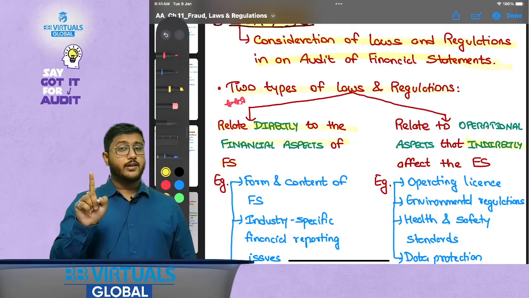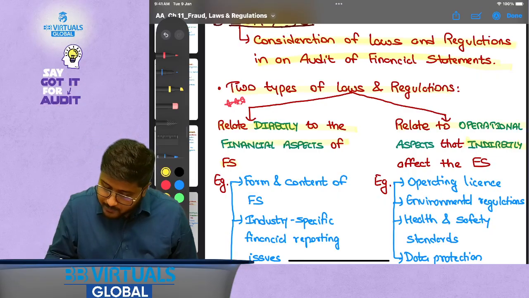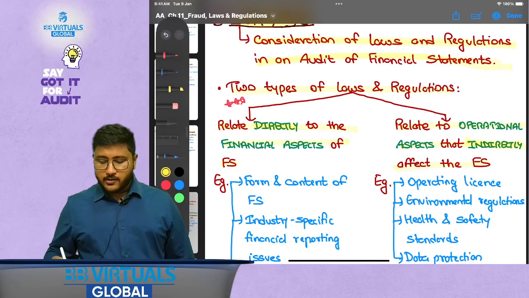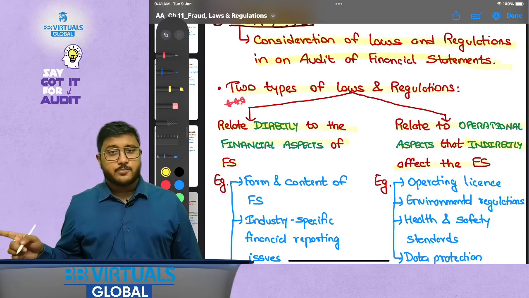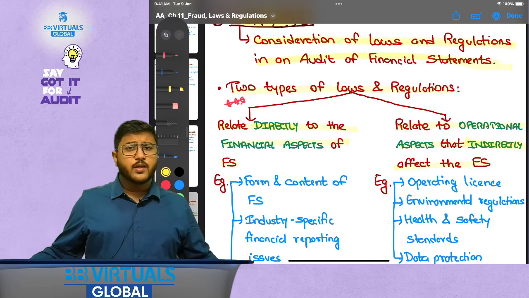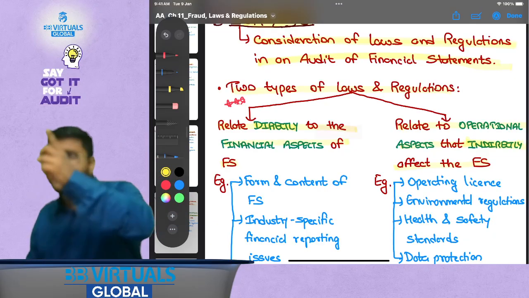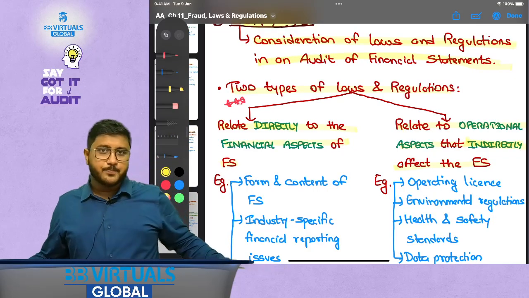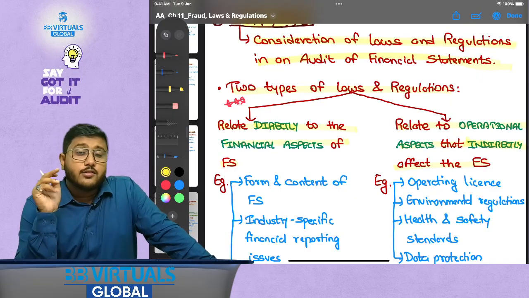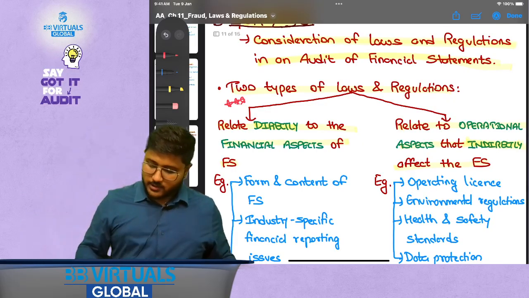That is, these are laws that have direct effect over the finance. Whereas laws that relate to operational aspects have indirect effect. That is, this directly relates to financial aspects. This indirectly relates to financial aspects because it is directly related to operational aspects. I hope this is clear: one is directly related to financial aspects, another is directly related to operational aspects, and therefore indirectly related to finance. So it is not direct effect over finance and indirect effect over finance. No, that is not true. The second one is related to operations, and that is how it is indirectly related to finance. So that is something that you need to remember.